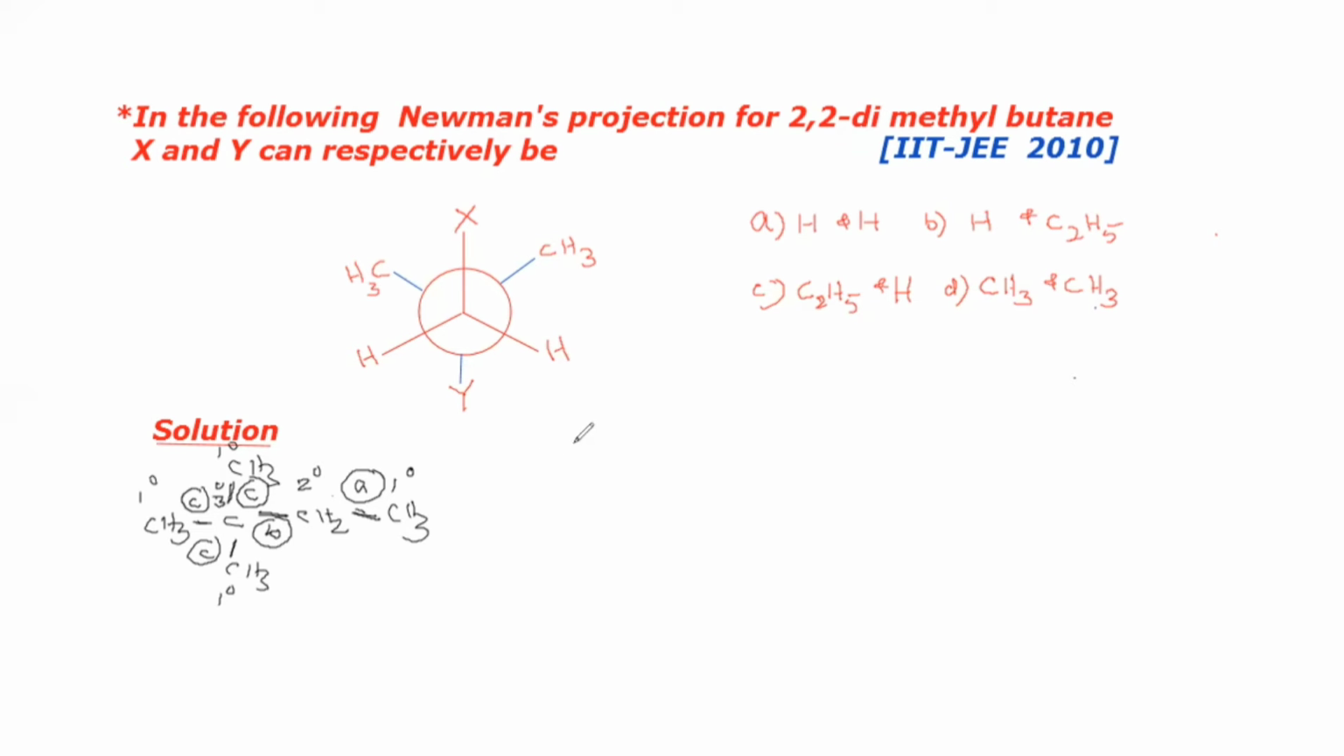Now take A axis, this is A axis. On that, consider two carbons. On one carbon, there are three hydrogens. On the other carbon, two hydrogens and one tertiary butyl group are there.